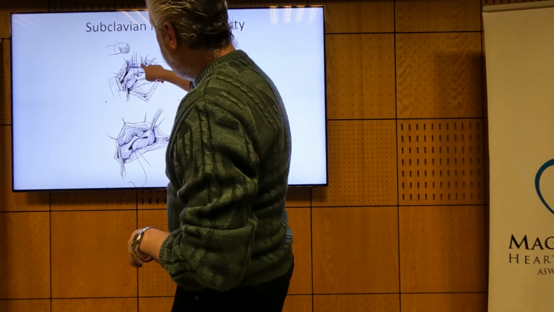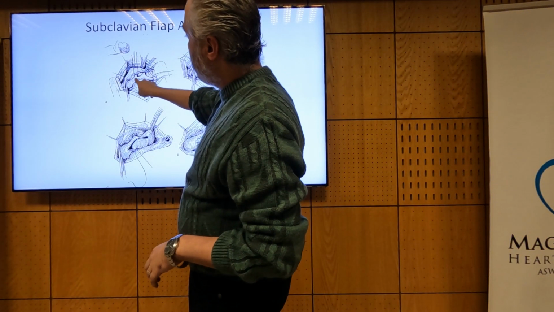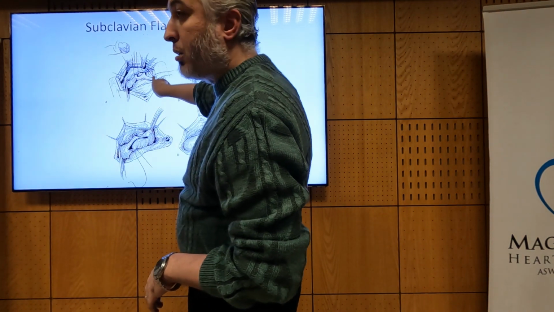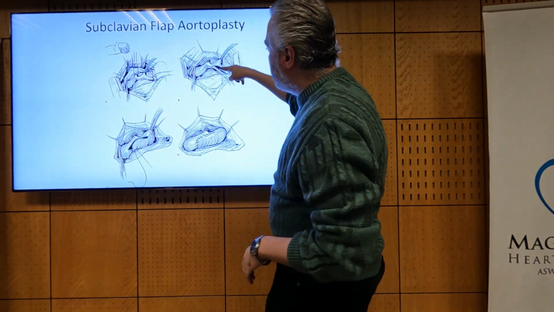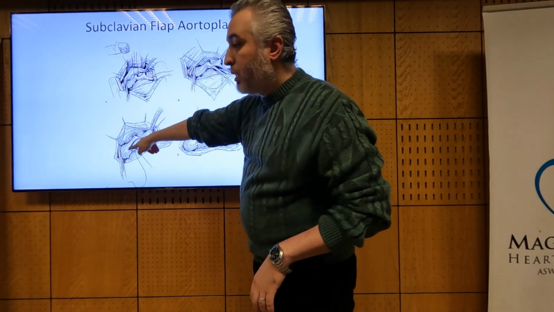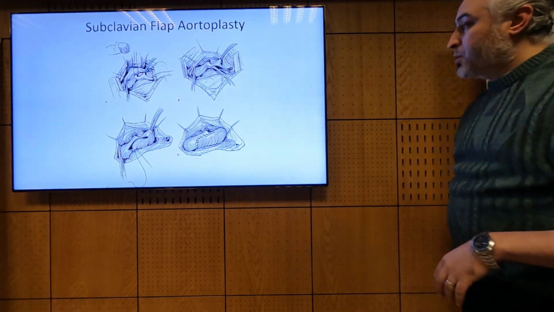So this is the arch, subclavian, isthmus, descending. You divide the subclavian all the way up. You cut that all the way into the descending, and then you turn that over into the descending aorta. This is the subclavian flap aortoplasty.